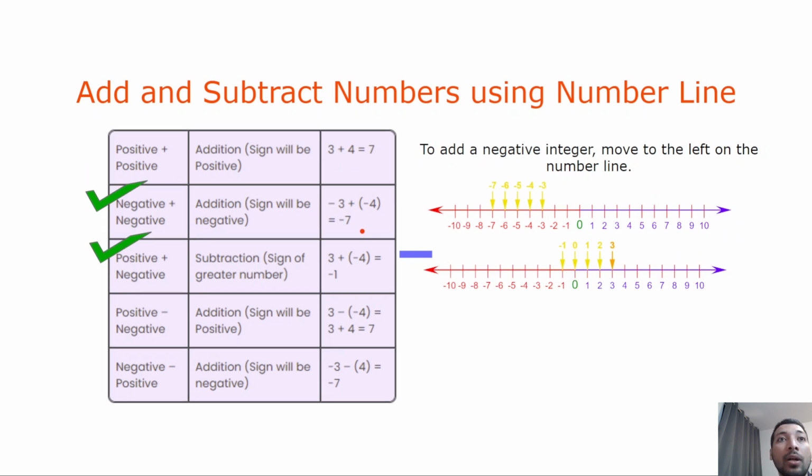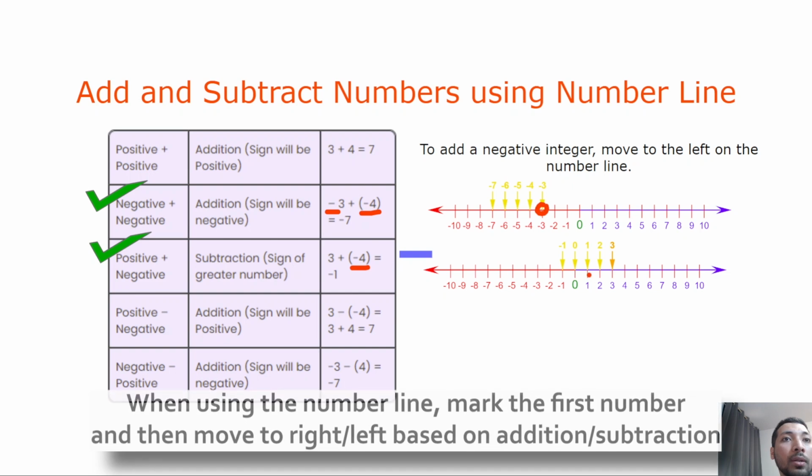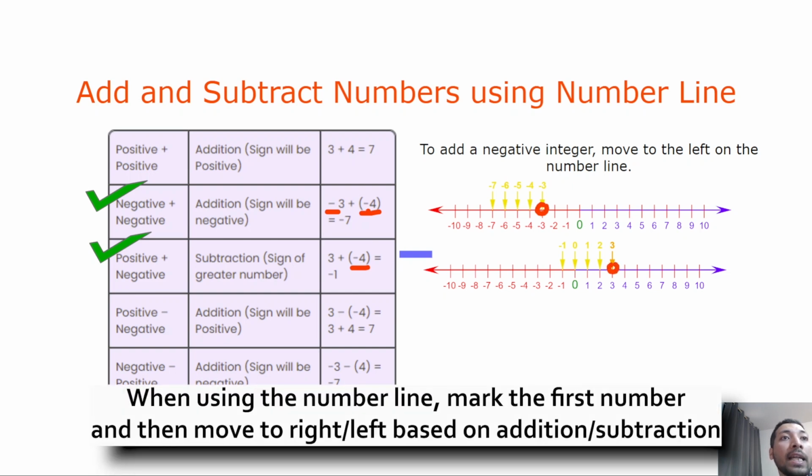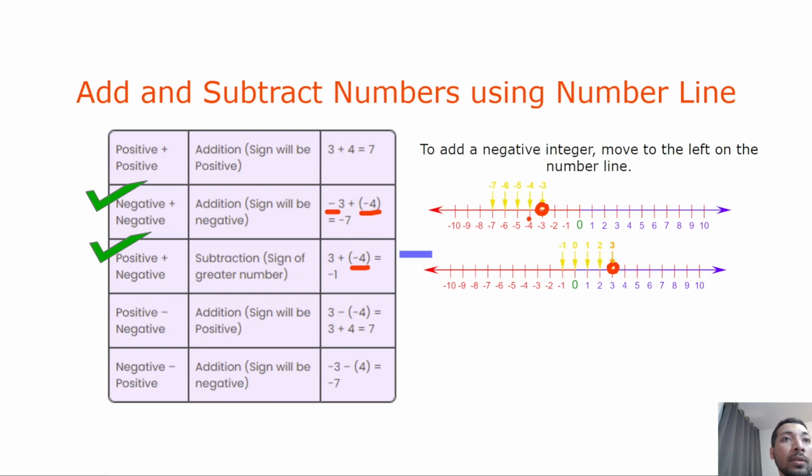Next, we have addition of a negative number. You can add a negative number to a negative number or a positive number. So here we have negative 3 plus negative 4, and here we have 3 plus negative 4. We can see that we are adding a negative number each time. The rule is still the same. To add a negative integer, we move to the left of the number line. First, we mark down the initial number: negative 3 over here, and 3 over here. Since we are adding a negative integer, we are moving 4 units to the left. Moving 4 units to the left gives us negative 7, and moving 4 units from this 3 gives us negative 1. This is how we add a negative integer using the number line.